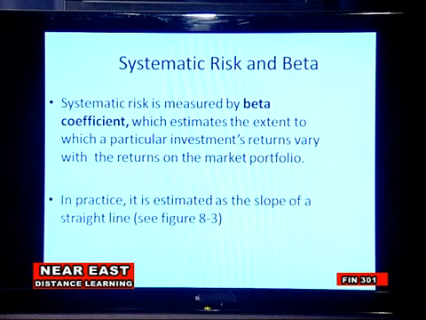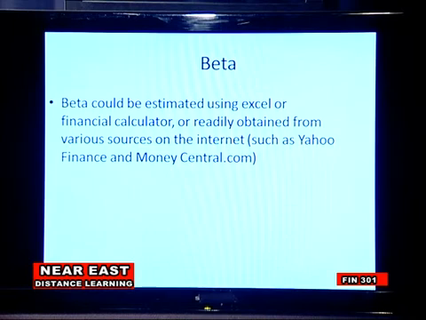Systematic risk is measured by the beta coefficient, which estimates the extent to which a particular investment return varies with the return on the market portfolio. We can estimate beta by using Excel or a financial calculator, or we can rely on some sources on the internet, for example Yahoo Finance or any website that calculates beta.